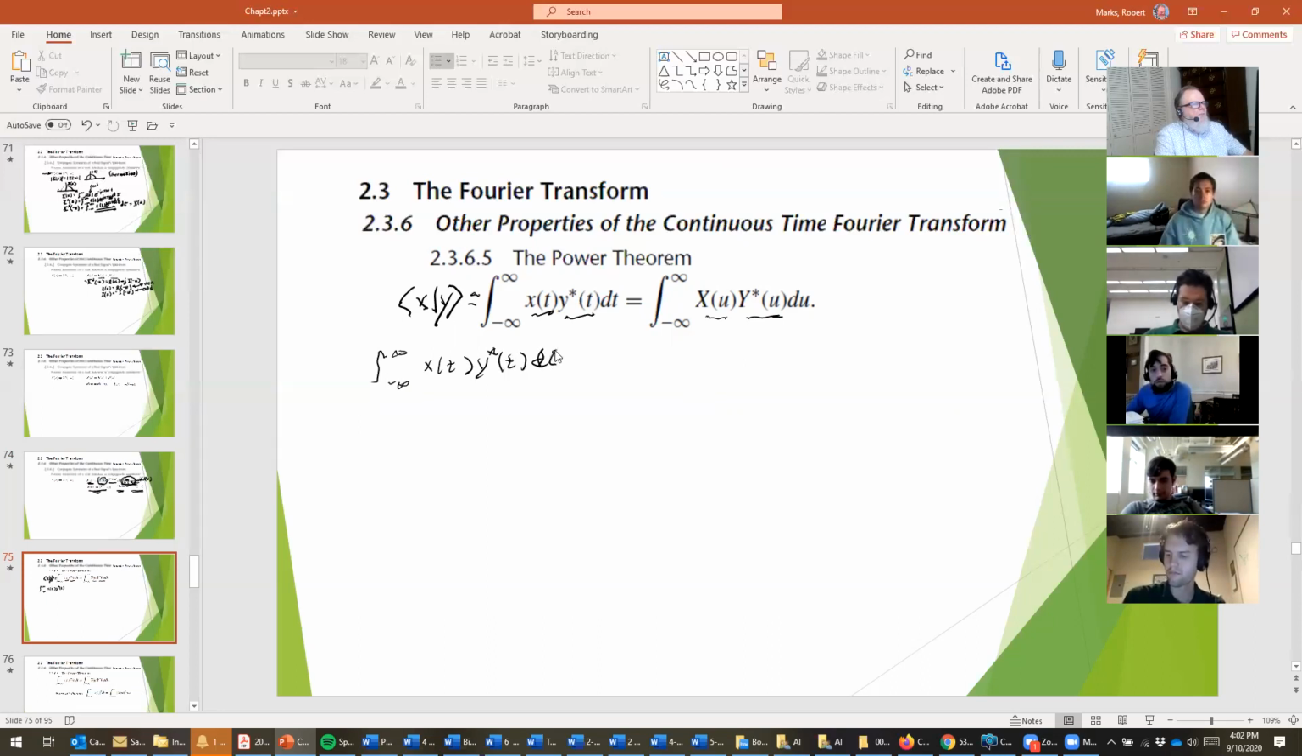By the way, all of these proofs, I don't know if you've seen these proofs very much off and on, but all of them are pretty straightforward. They just correspond to use of definitions, manipulations of variables, and uses of previous theorems. So that's what we're going to do here. First thing we're going to do is, instead of x of t, we're going to use this inverse Fourier transform.